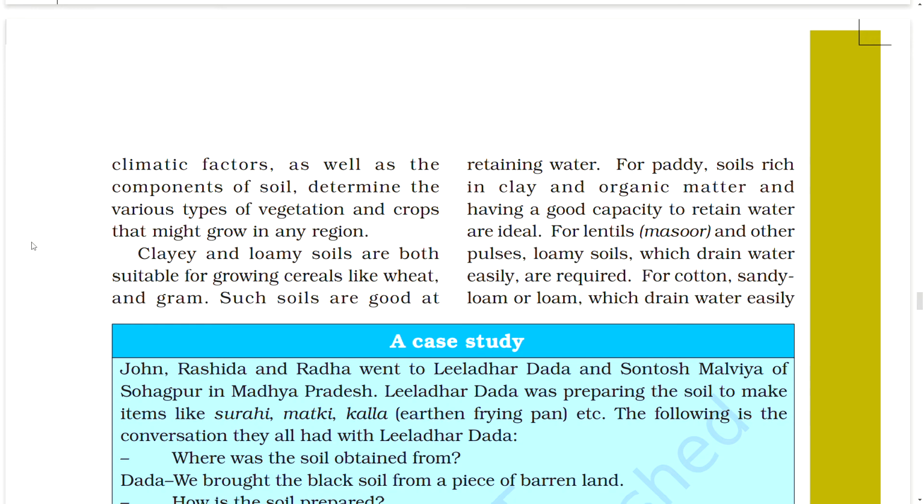For paddy, soils rich in clay and organic matter and having a good capacity to retain water are ideal. For lentils, masoor, and other pulses, loamy soil which drains water easily is required. For cotton, sandy loam or loam which drains water easily.